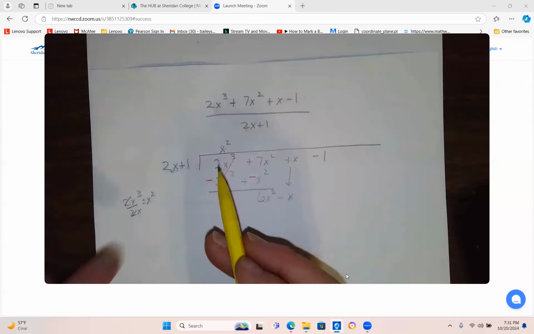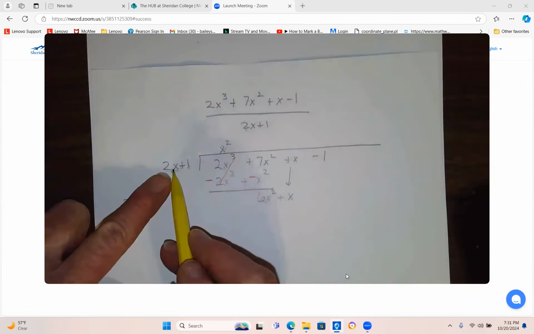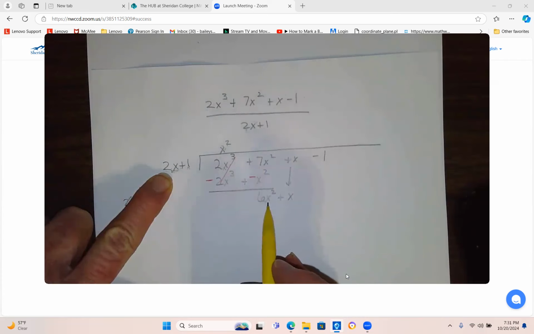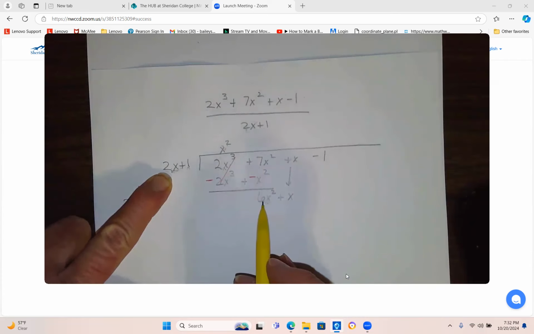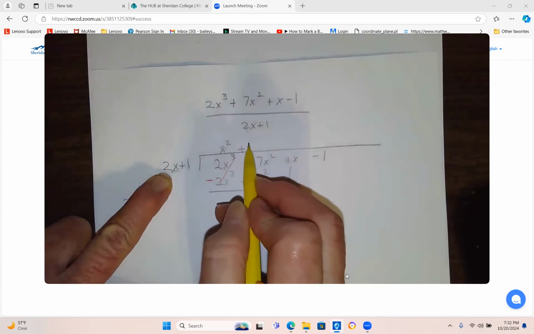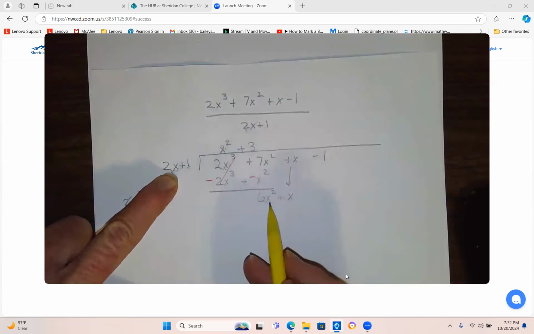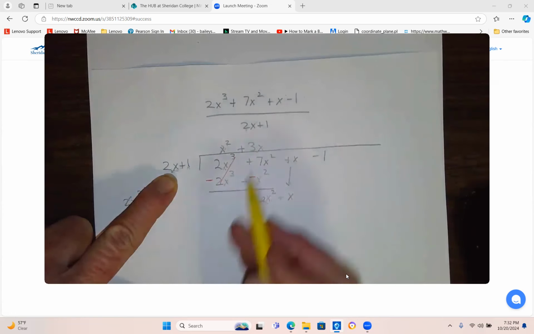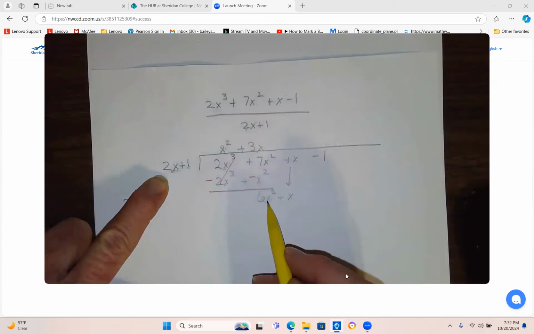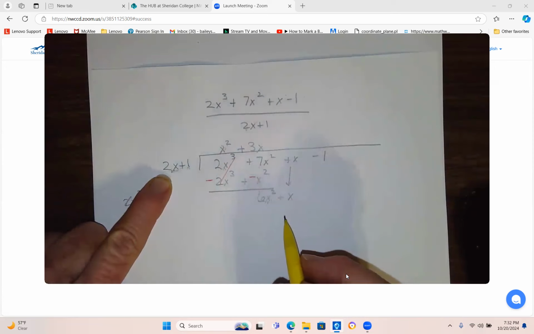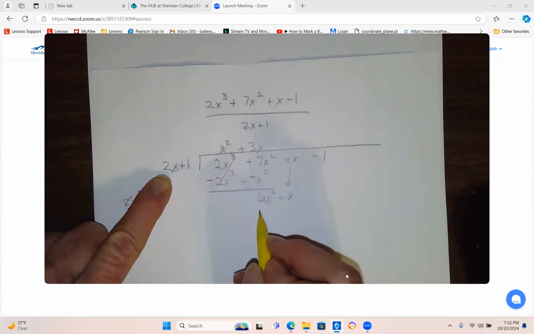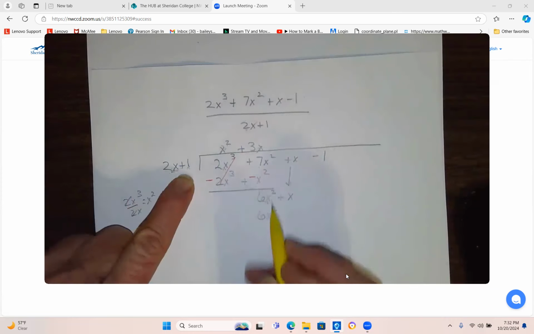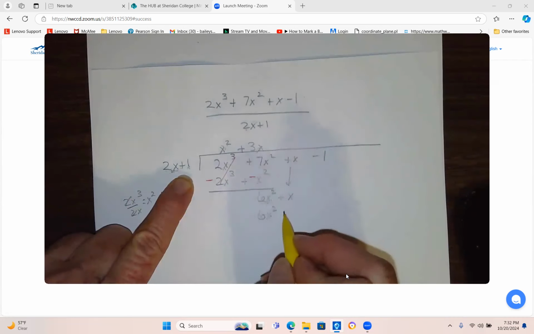What can I multiply the 2x by so it matches this? Instead of matching this, now we're going to match the next line. Well, 2 times 3 gives me 6, and I want a positive 6. X times x gives me x squared. So it's going to be 3x times 2x is 6x squared. So I'll go ahead and multiply that. 3x times 2x is 6x squared. 3x times the 1 is plus 3x.